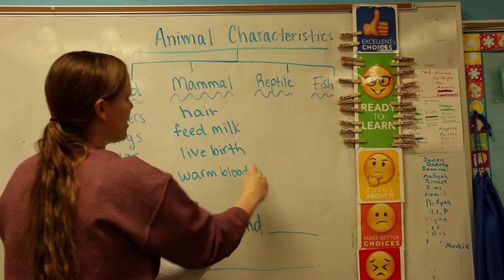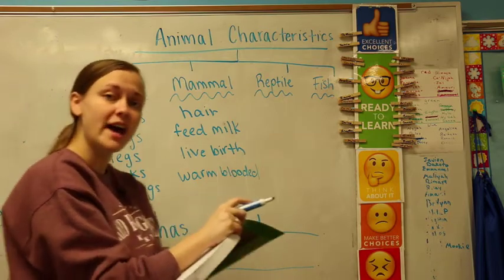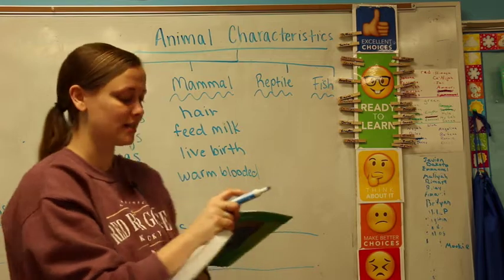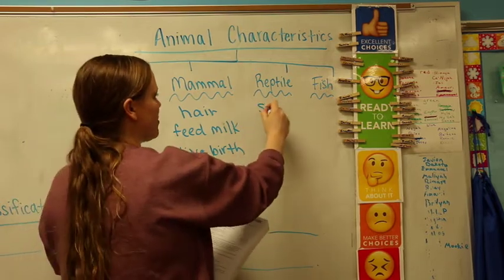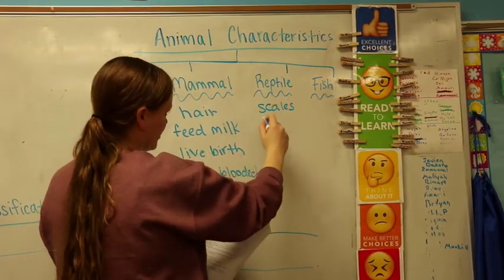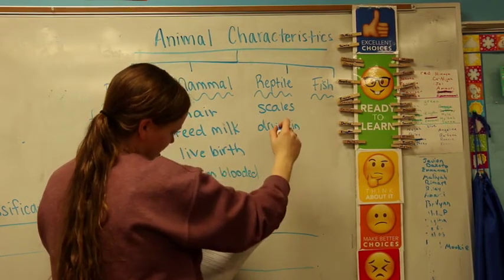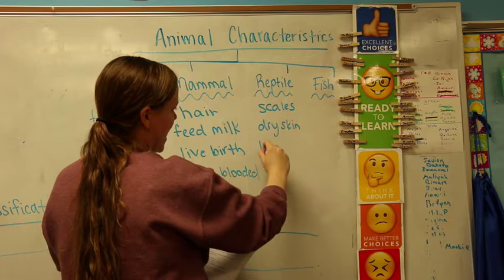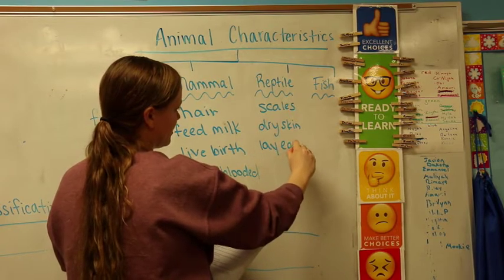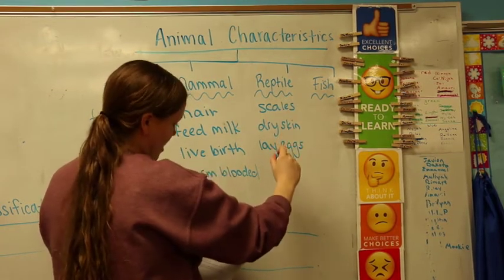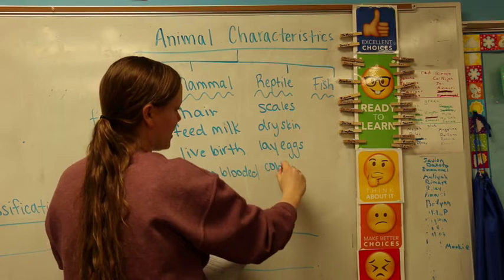And then you can think about reptiles. What do reptiles have? Reptiles are like lizards and snakes. They have scales. Their skin is really dry. They usually lay eggs, just like birds. And they are very cold-blooded.